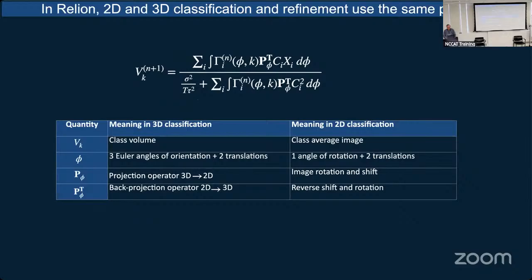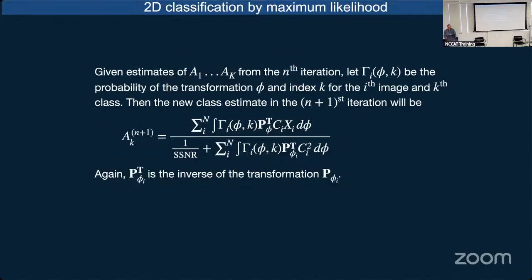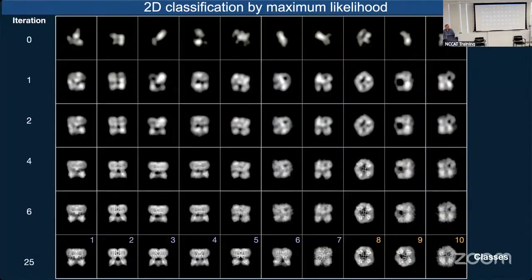Okay, and it turns out that this formula, Sherris's formula, works for 2D classification or 3D classification. It's just a matter of defining what this P and P transpose are. In 3D, it's a projection operator. In 2D, it's an image rotation and shift. Okay, so for example, let's do 2D classification.